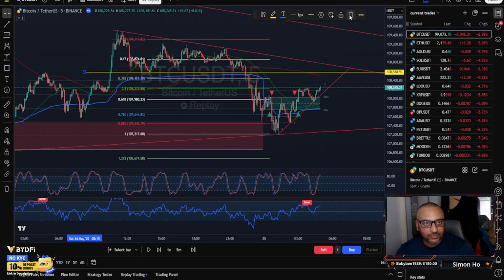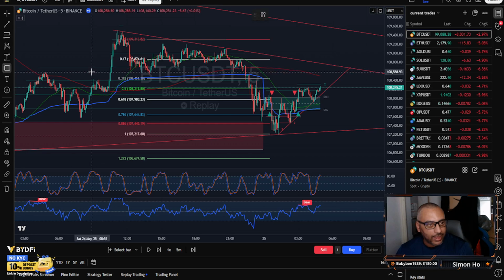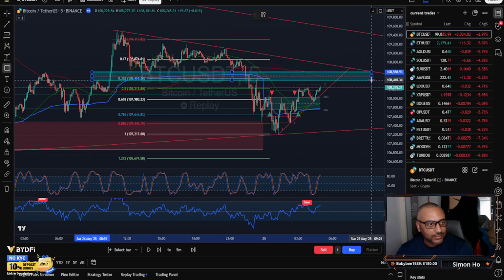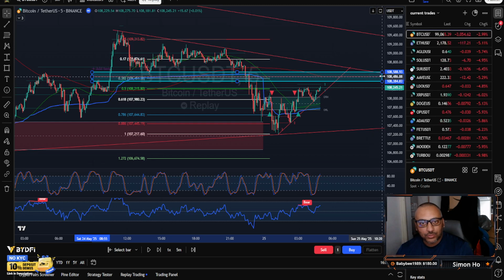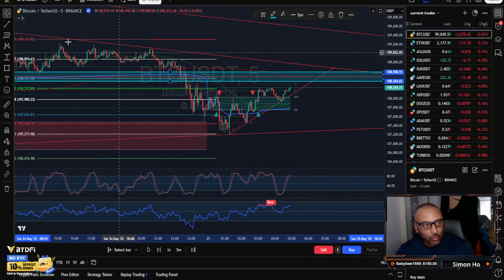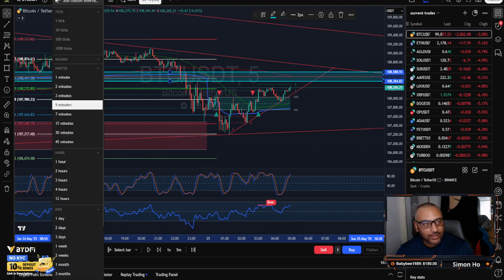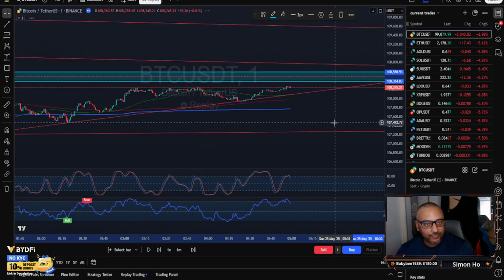Also, looking at this on the 5-minute, we have this beautiful area that was acting as a support and a resistance, so I'm going to be paying attention to this as well. My entry level is going to be more than likely this 0.382 level, but we're going to wait and see what happens there. Let's go ahead and check out the 1-minute time frame.